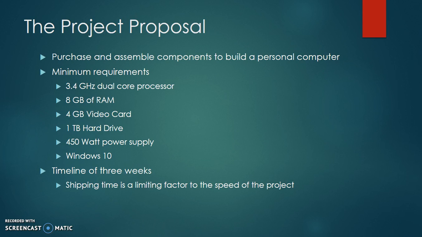The project proposal is to purchase and assemble components to build a personal computer. Minimum requirements for this are a 3.4 gigahertz dual-core processor, 8 gigs of RAM, a 4 gigabyte video card, a 1 terabyte hard drive, 450 watt power supply, and Windows 10. The project has a timeline of 3 weeks, the shipping time for the components being the main limiting factor to the speed of the project.